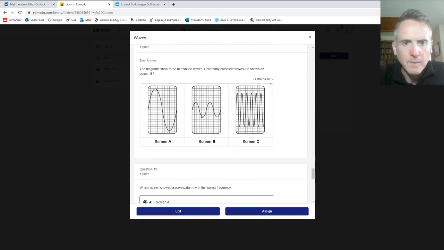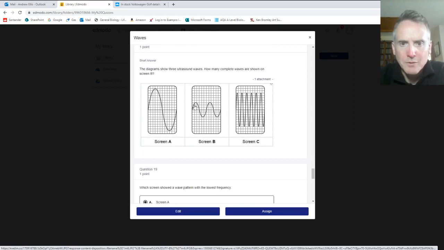Tricky one, that one. How many complete waves? A lot of you struggle on this. In B, it's the number of peaks, one, two. So I'm starting on this line and I'm going up, down, up. So that's one wave. Up, down, up, two waves. It's two waves, not one.